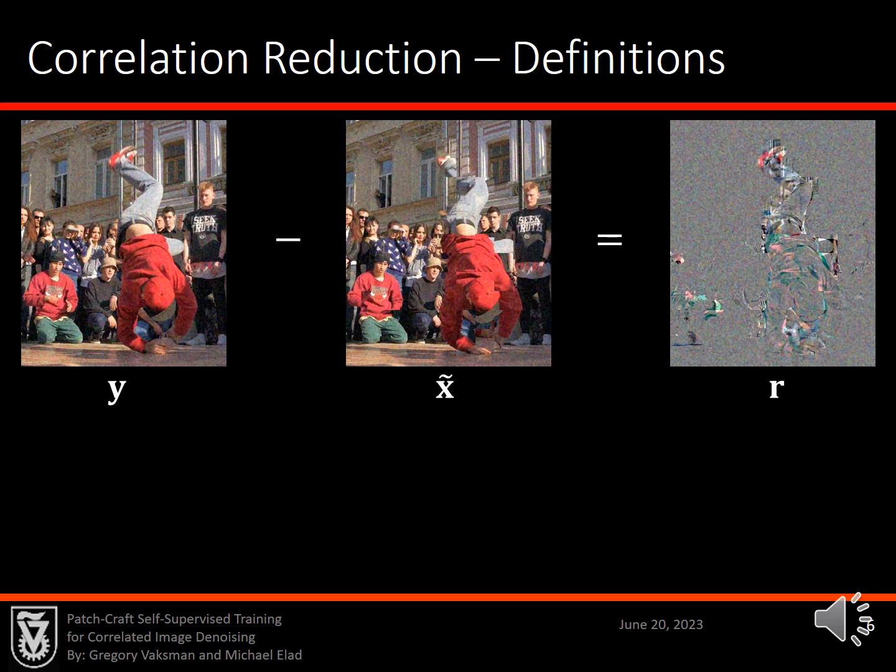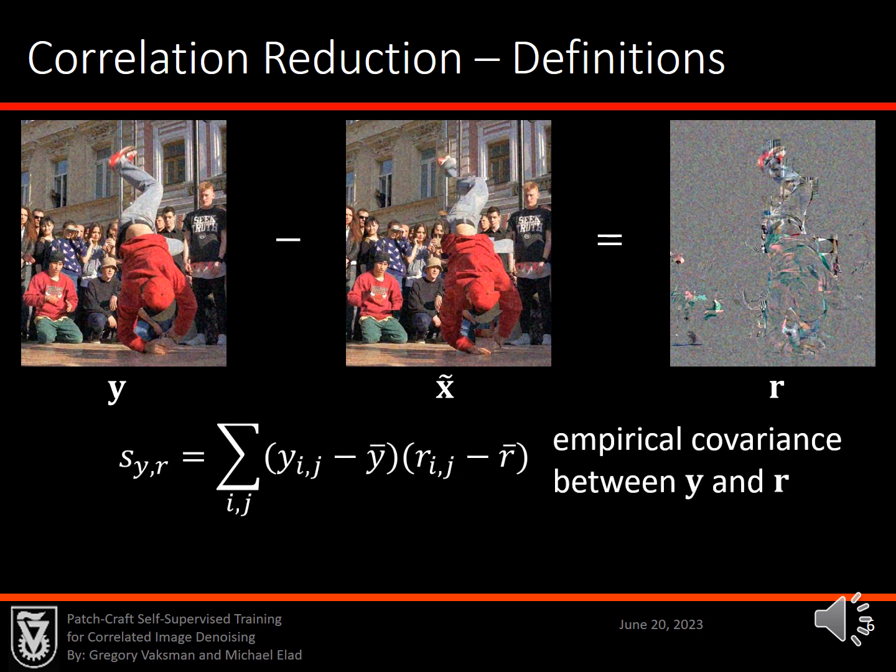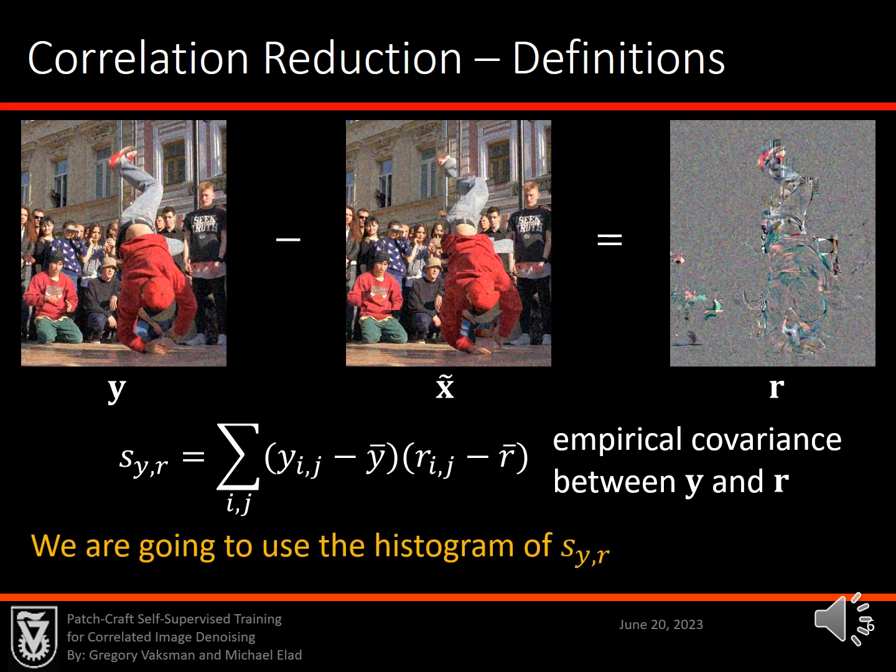We define by R the difference between the input and target images. SYR is an empirical covariance between Y and R. SYR is a scalar. For each image in the dataset, we get one such scalar. For the entire dataset, we can plot a histogram of SYR. This histogram serves as a tool for identifying and removing faulty images with high correlation from the dataset.